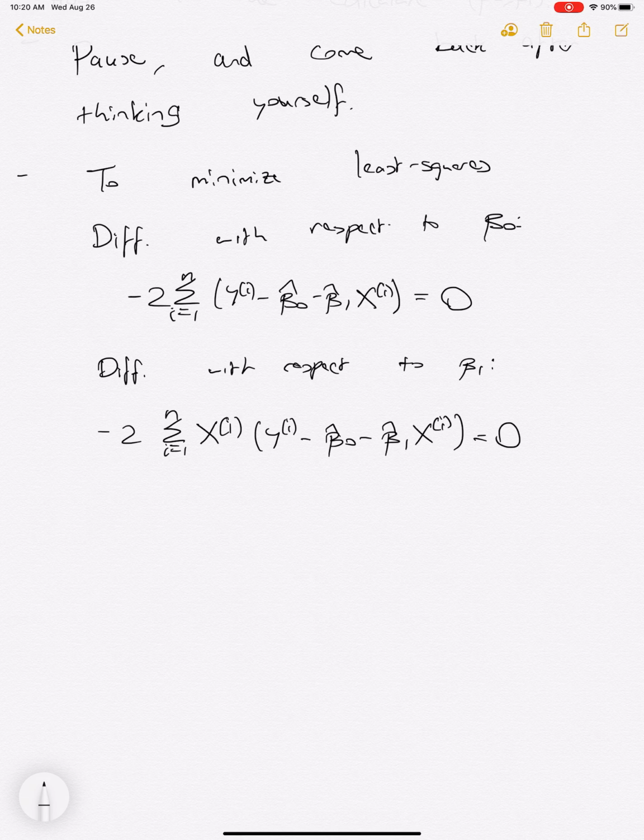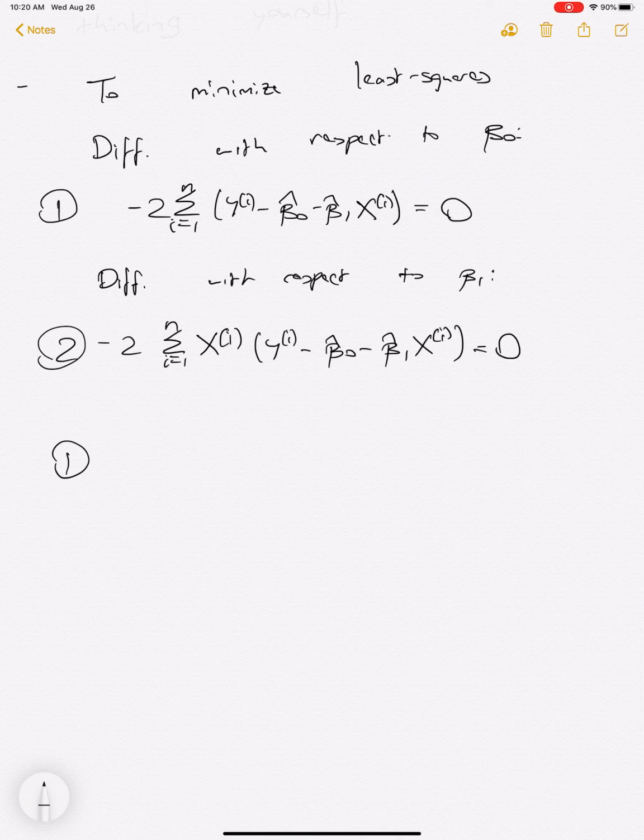So now if we put that together, we'll call this equation 1 and equation 2 here. From 1, we actually get exactly the first expression. If you do some simple manipulation, you get that y bar equals beta hat 0 plus beta hat 1 x bar, because you're adding everything up and then you can divide by n. So you get that first expression, that beta hat 0 is equal to y bar minus beta hat 1 x bar.